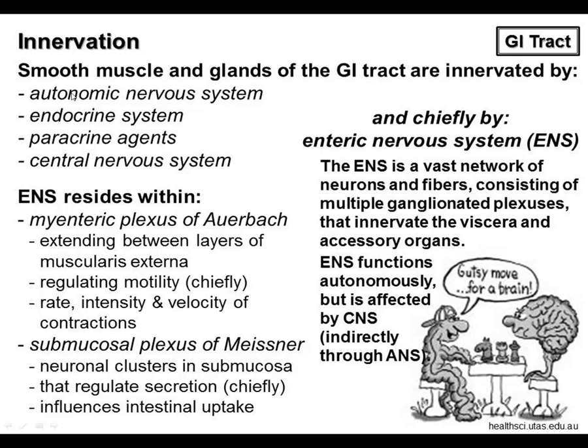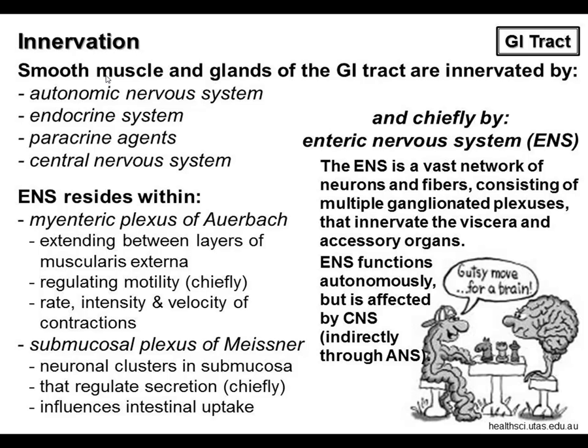I want you to realize that the smooth muscle fibers, also the glands, all the secretory cells in the GI tract will be innervated by the following: autonomic nervous system, as we learned in the nervous system, from the sympathetic and the parasympathetic fibers. Endocrine system will have a lot of hormones that directly impact your GI motility. And paracrine agents, one cell is talking to the other, and we will see that, for example, with the gastrin secretion from your stomach, but it's also affecting the stomach.